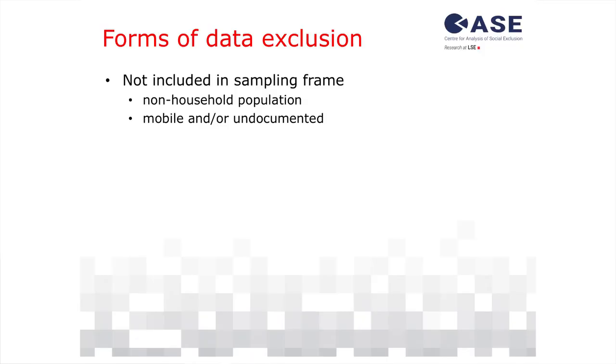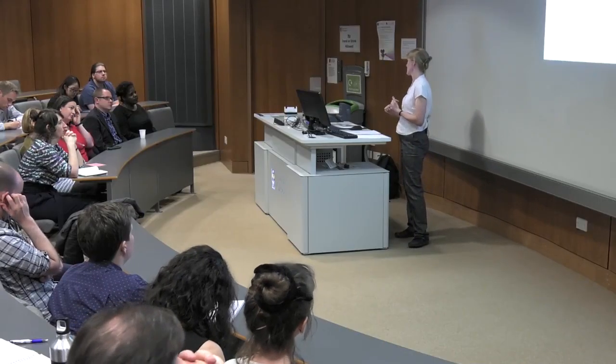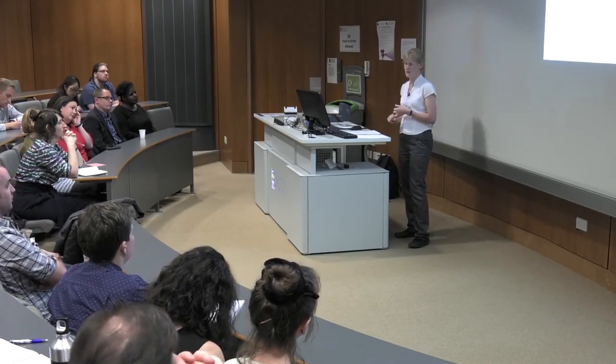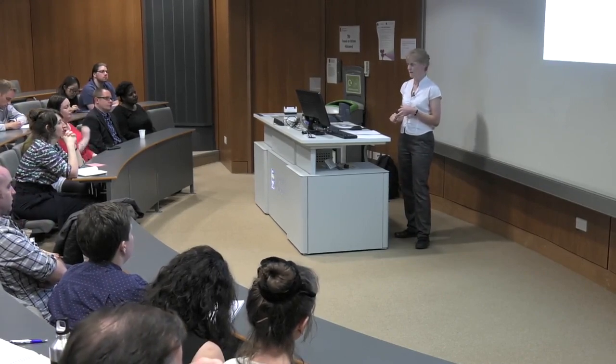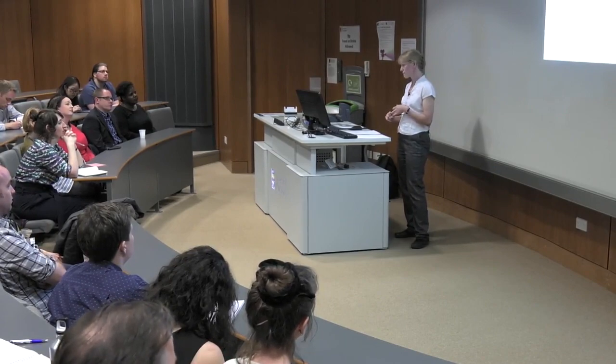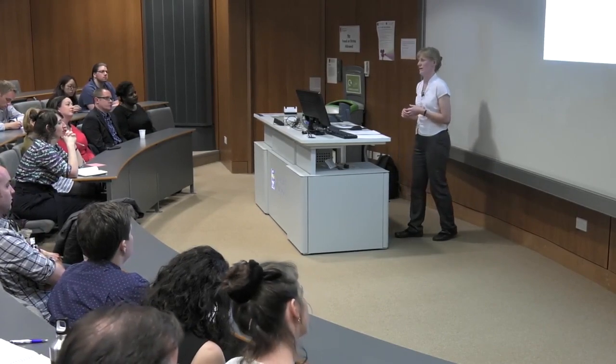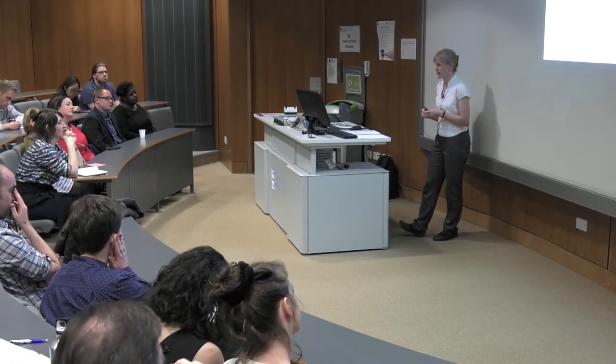So, forms of data exclusion. Well, the first and perhaps most drastic form of data exclusion is when individuals are not included in the sampling frame in the first place. About 2% of the population in the UK is not living in a household, and therefore when we do our analysis on household surveys, they're not there. They're in prison, they're living in communal establishments of one kind or another, they're street homeless, for example. So that is one way in which data exclusion may occur.